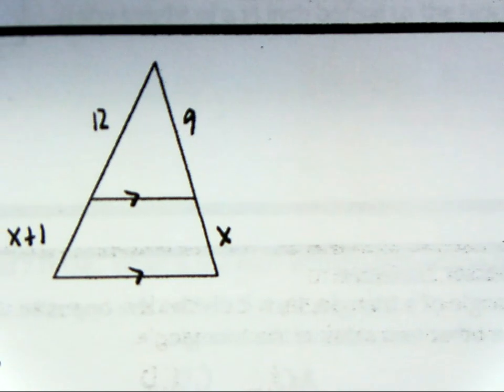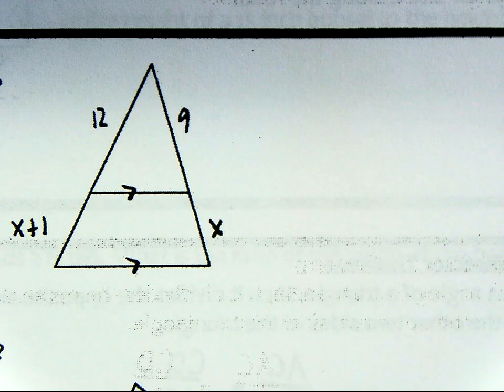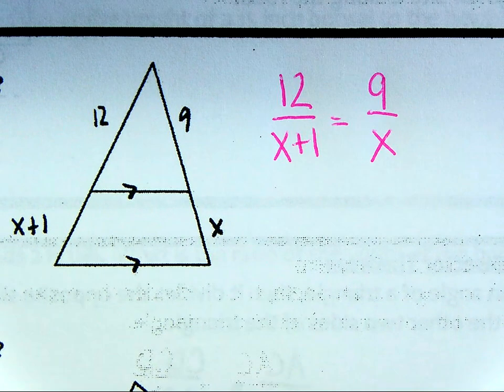Problem 1, I'm going to zoom in. We're going to try to find x. So I'm going to set this up. There we go. All right, so we're going to set this up using that same proportion as above. So I'm going to do 12 over x plus 1. So 12 over x plus 1 equals 9 over x.